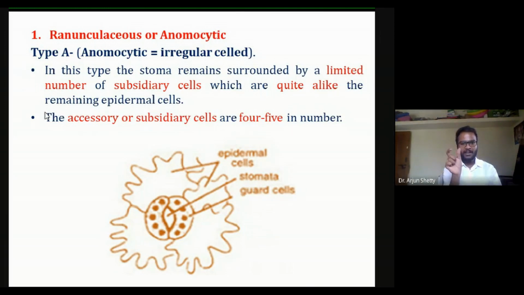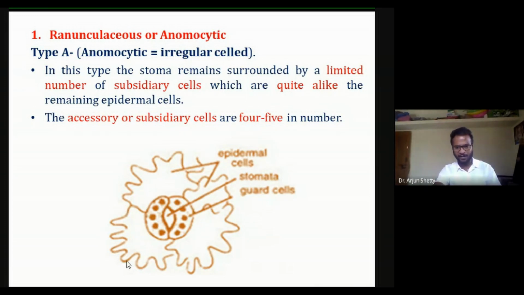Now, what do we mean by anamozytic? Anamozytic means irregularly cellular. As I already told you, based on the subsidiary or accessory cells, the stomata have been classified into structurally different types. Here we are going to see irregularly shaped subsidiary cells. One stomata may have 4 or 5 subsidiary cells or epidermal cells, and they are quite different from the remaining.